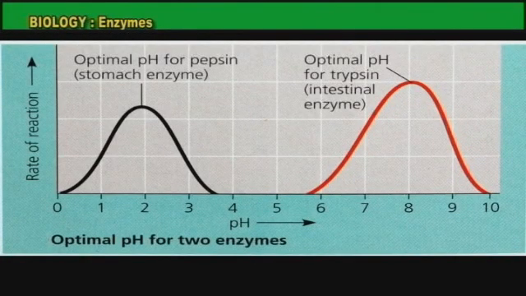Enzymes work best at an optimum pH. A pH which varies from the optimum pH can cause the enzyme to denature.